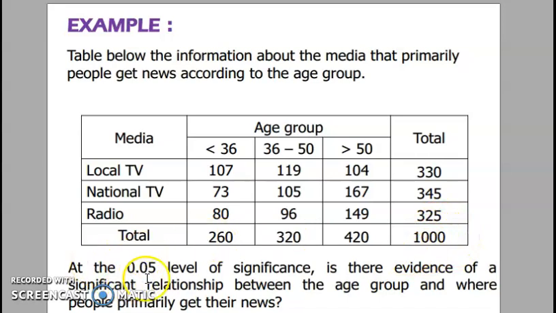And then at a 5% level of significance, is there any evidence that there exists a significant relationship between the age group and where people primarily get their news? So we want to see, are the categories in media and age group independent or not?